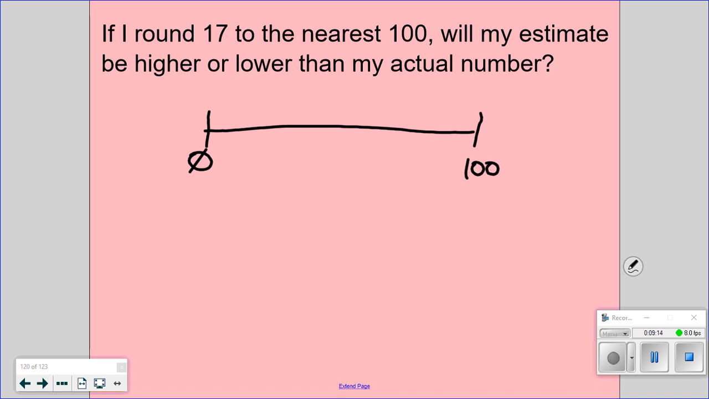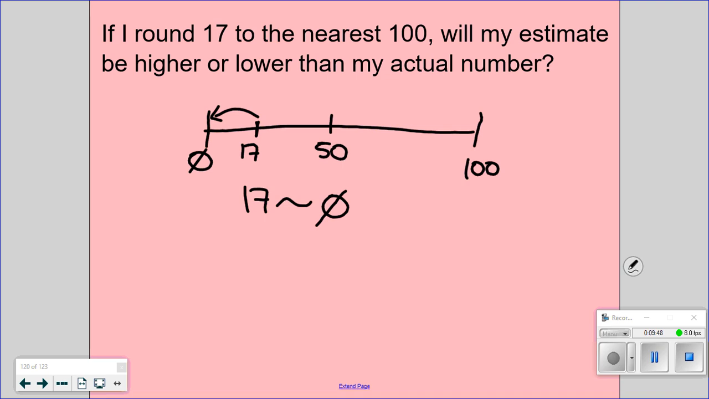What's my middle number, my midway point? 50. Finley? 50. From here, we should know 17's about there. I saw a lot of you, if you got here, notice 17 rounds to zero. But then some of you wrote weird things when you said, is my estimate higher or lower? Well, what is the estimate?